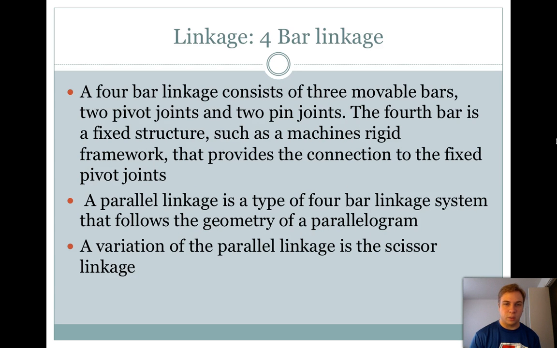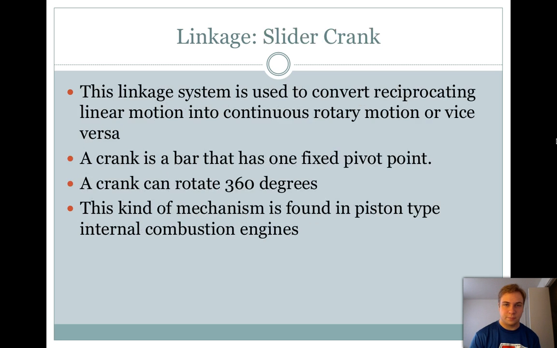Four-bar linkage. A 4-bar linkage consists of 3 movable bars, 2 pivot joints, and 2 pin joints. The 4th bar is a fixed structure, such as a machine's rigid framework, that provides the connection to the fixed pivot points. A parallel linkage is a type of 4-bar linkage system that follows the geometry of a parallelogram. A variation of the parallel linkage is the scissor linkage.